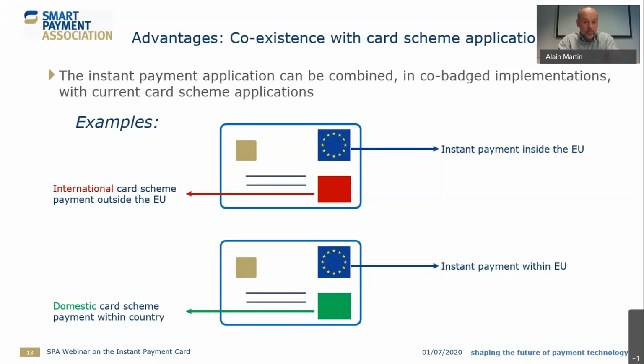Or similarly, it can be co-badged with a domestic scheme application, in which case, within the country, you may use the domestic scheme or perhaps instant payments. So you can really mix things and really introduce gradually through this technology instant payments without very much customer disruption.